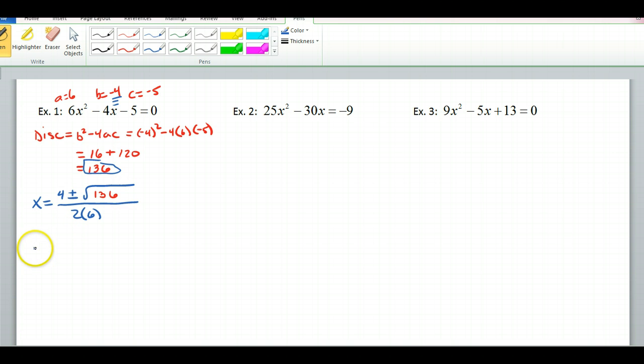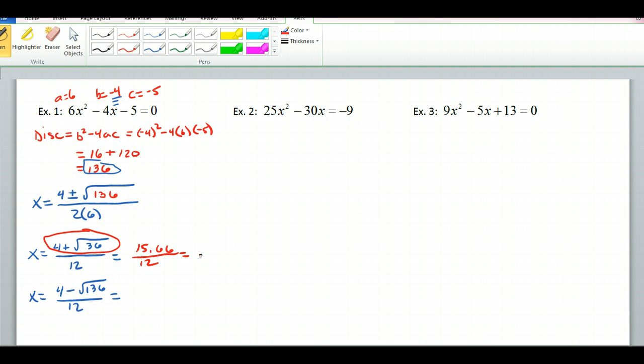Now, what I like to do is write my two equations out. x equals 4 plus the square root of 136 all over 2 times 6, which is 12. Then x equals 4 minus the square root of 136 all over 12. And then the calculator does the rest. First, always plug the numerators in independently. So 4 plus the square root of 136. Hit enter. It gives you approximately 15.66. And now I'm going to divide that by 12. And you get approximately 1.3.